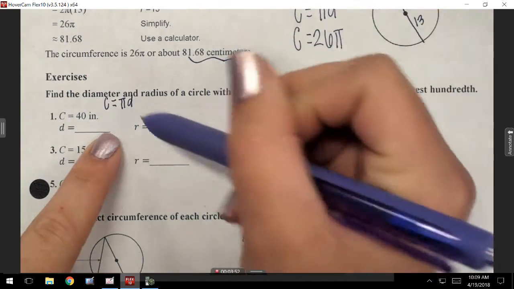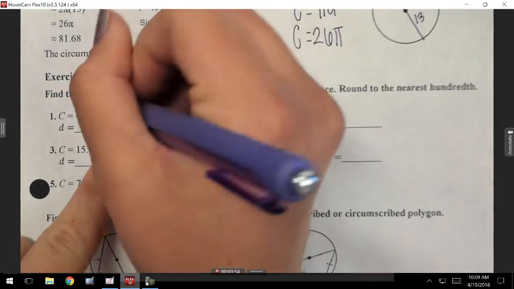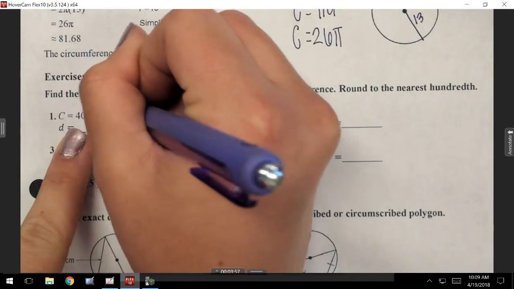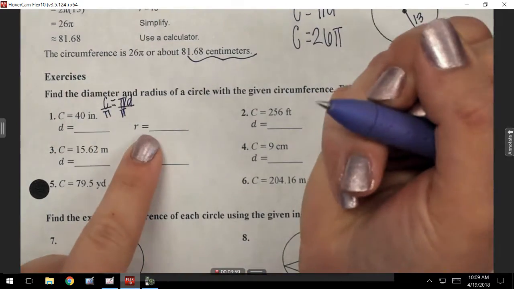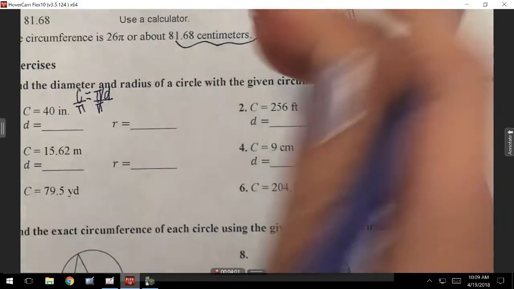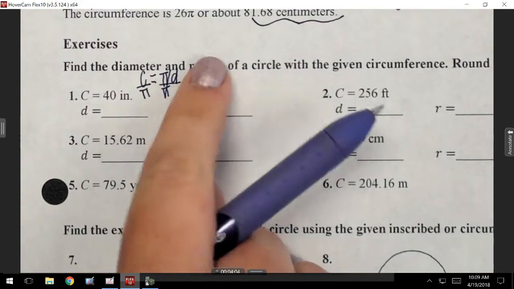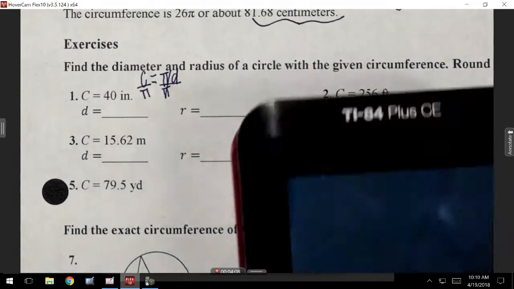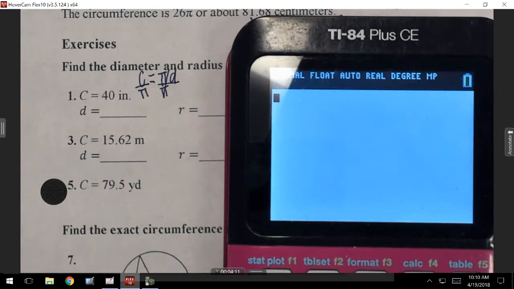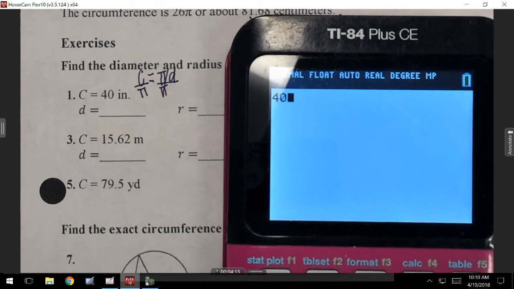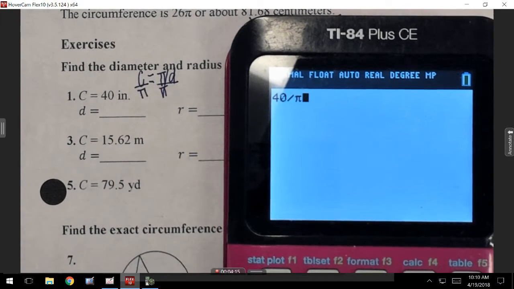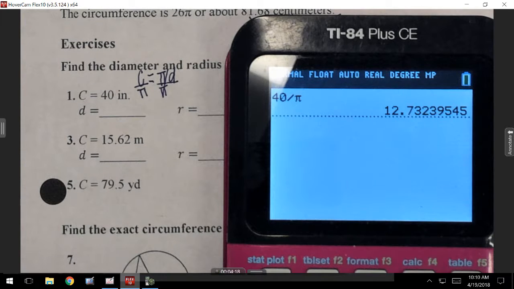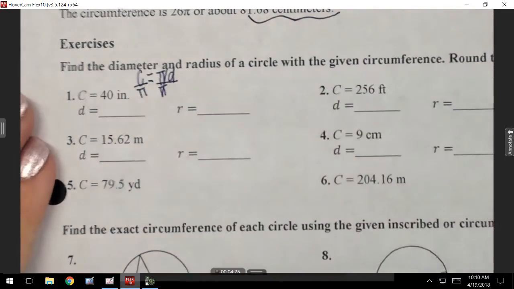Yeah. So if I want to get diameter by itself, I just have to divide the circumference by pi, right? And I'll have d by itself. Because that's your formula to get d by itself, divide both sides by pi. So to get your diameter, take your calculator. 40 divided by pi equals, round to the nearest hundredth. How would I round this? 12.73.